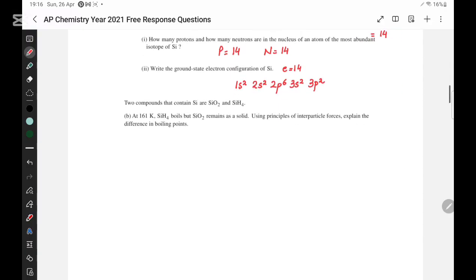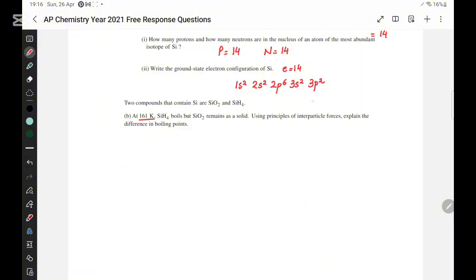Two compounds that contain silicon are silicon dioxide and silicon hydride. Now they are saying that silicon hydride boils at 161 Kelvin, but silicon dioxide remains a solid. Using the principle of interparticle force, explain the difference in boiling point.